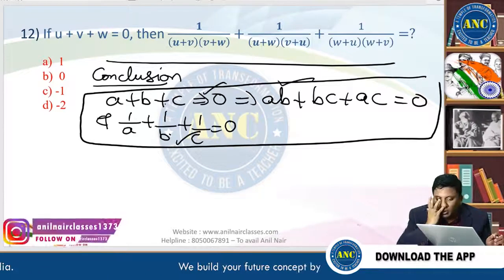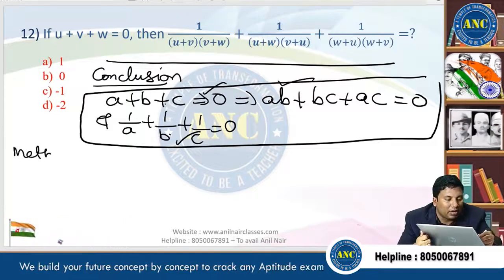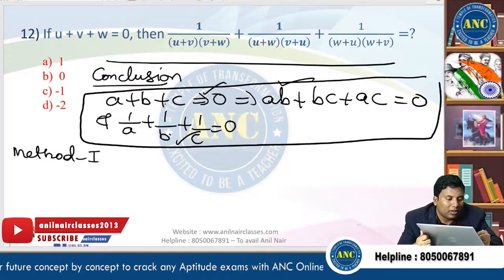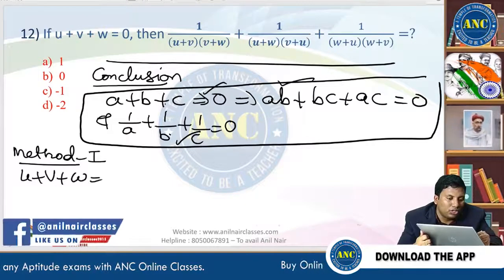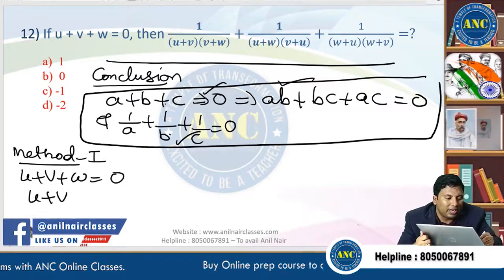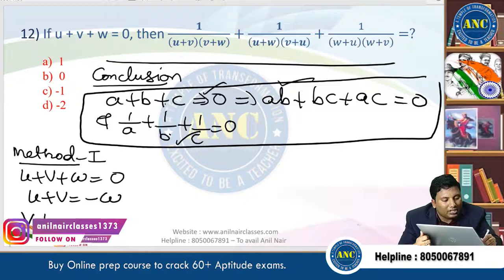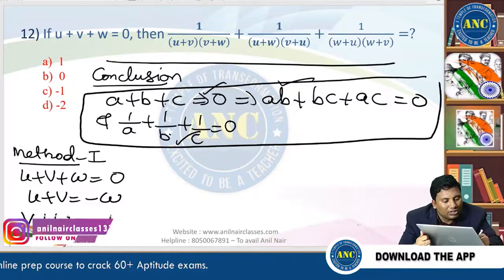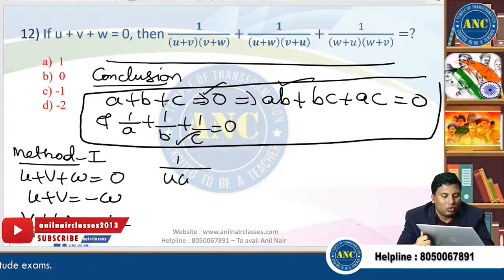Is it clear? Now, listen carefully. There are two methods we can do. Method 1: u plus v plus w is equivalent to 0. u plus v is equivalent to minus w. v plus w will become minus u. That means the first value is nothing but uw.